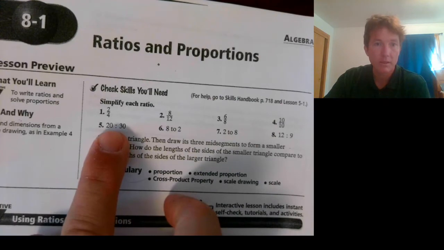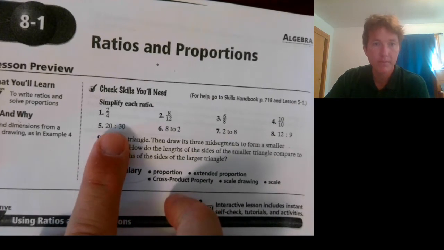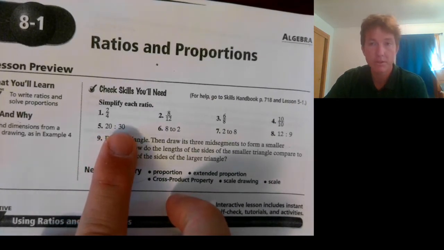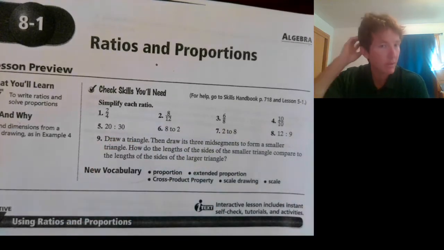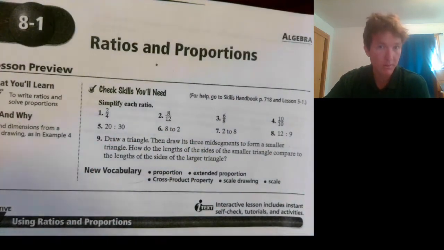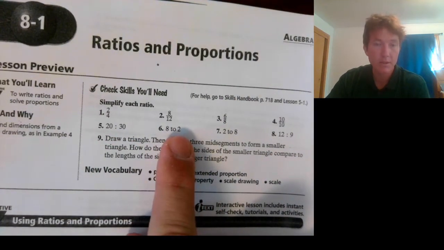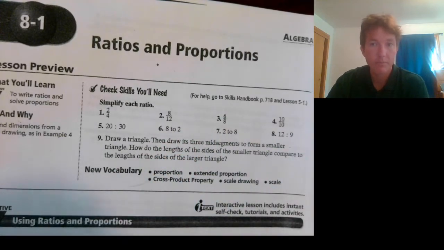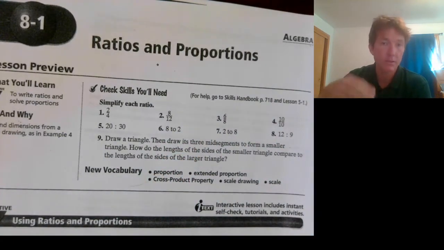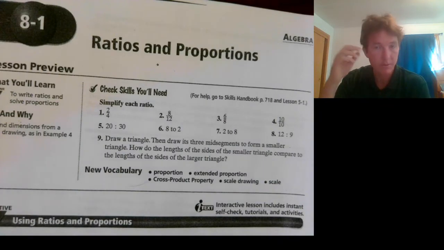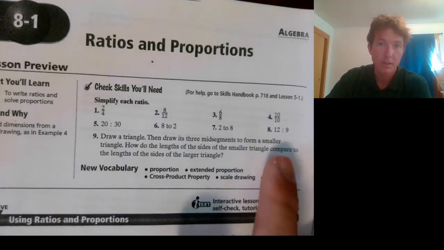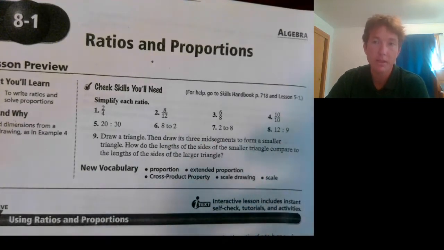Okay, when it's written like this, 20 with a colon 30, that means 20 to 30, it's a ratio. 20 over 30, we can cross out the zeros, that would be 2/3. An 8 to 2 ratio is the same thing. If you take out a 2, it's 4 to 1. So it's a 4 to 1 ratio. A 2 to 8 ratio would be 1 to 4. A 12 to 9 ratio, if we were to simplify that, we can take out 3s, that'd be 4 to 3.